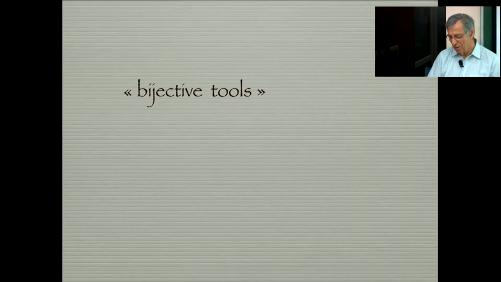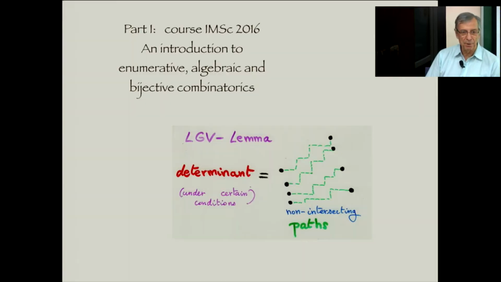So this kind of, I call this bijective tool, maybe it's not a good term, but an example was in the first part of the class, about the LGV lemma. It was a basic lemma which relates the determinant and non-crossing families of paths, and many formulas in combinatorics can be put in this framework.